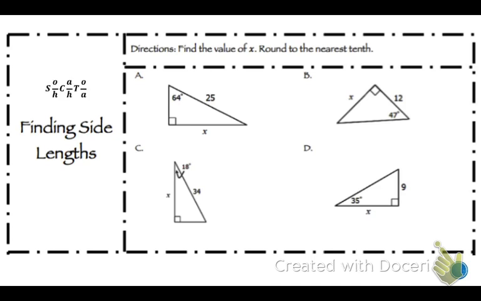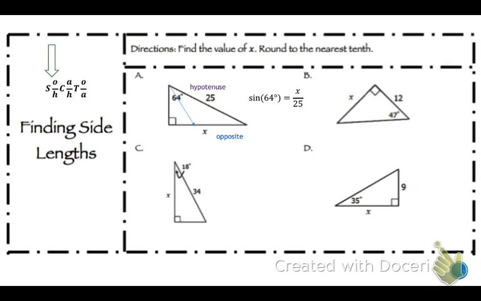So I'm just going to write my SOHCAHTOA acronym, and I'm going to start labeling the sides. So 25 is my hypotenuse. And I'm going to draw a line from my angle, and I hit the opposite side. So on this one, I have opposite and hypotenuse. Which one uses opposite and hypotenuse from sine, cosine, and tangent? It's sine. So I'm just going to write this out. It's the sine of the angle, so sine of 64 equals opposite, which is x, over hypotenuse, which is 25.